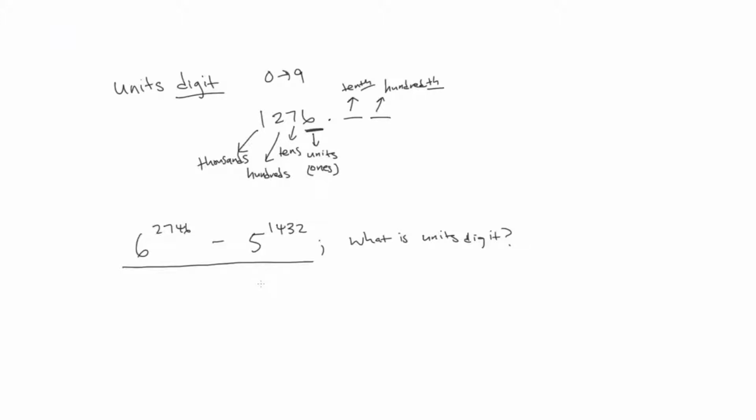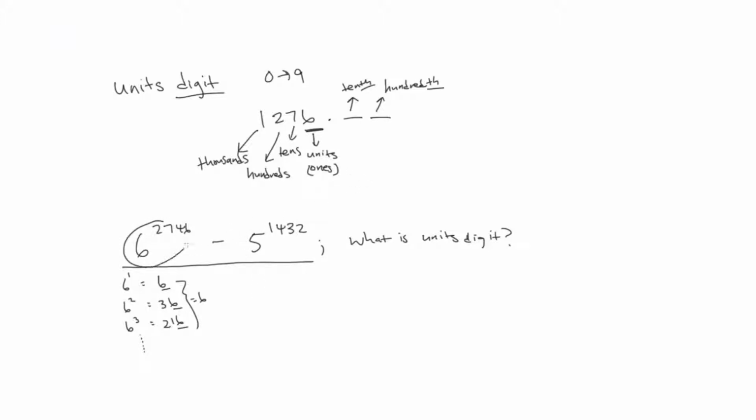What we want to do is identify trends here. Since we only care about the units digit, we want to look for some kind of a pattern to emerge. So if we start with 6 to the 1, that's equal to 6. If we have 6 to the 2, that's equal to 36. 6 to the 3, we get 216, and you can keep going down the row. But what you should notice is that all of the units digits, regardless of whatever 6 is raised to, are 6.